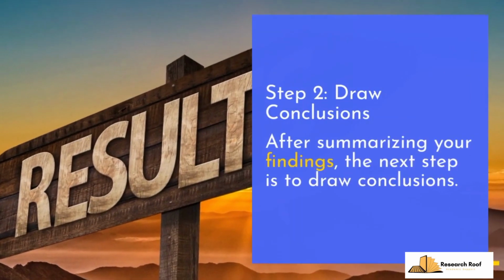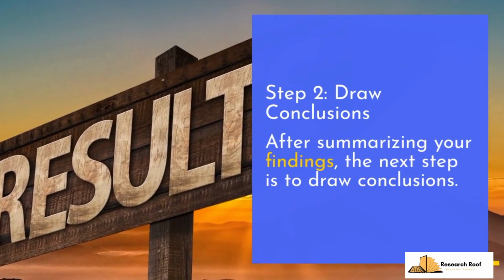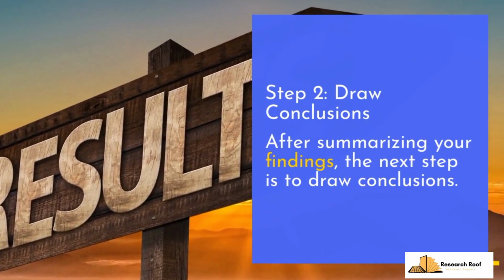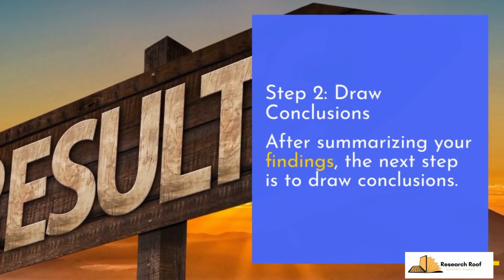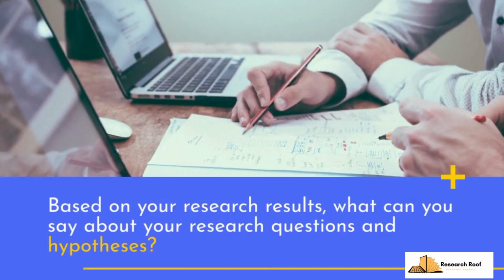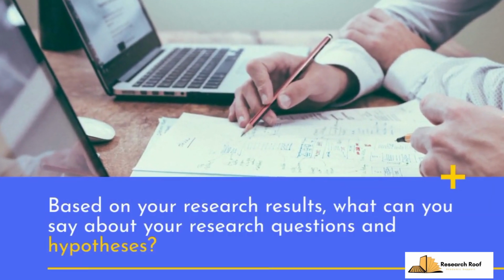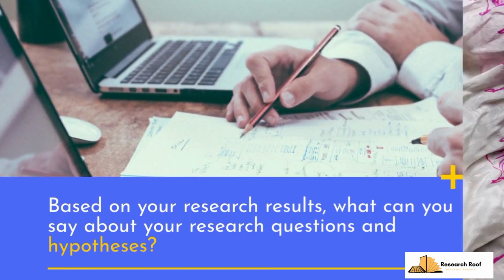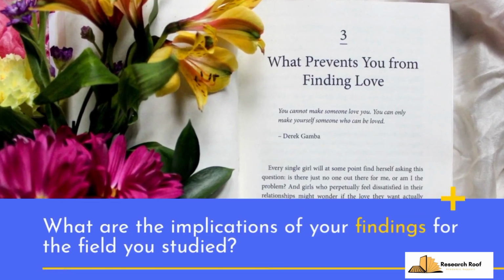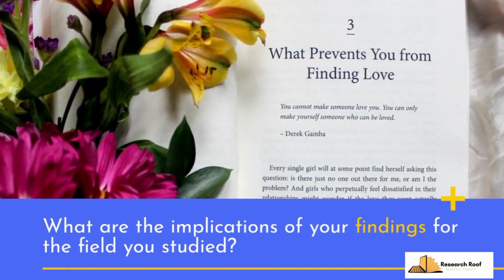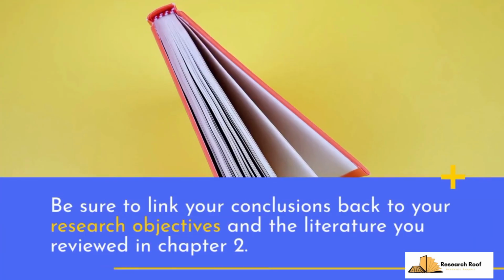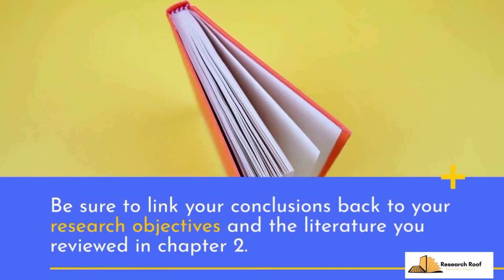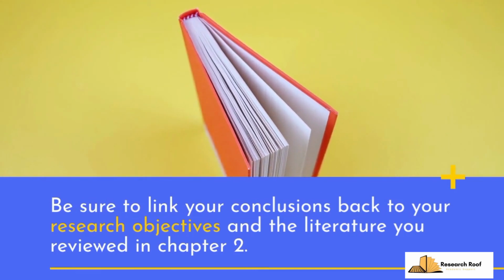Step 2. Draw conclusions. After summarizing your findings, the next step is to draw conclusions. Based on your research results, what can you say about your research questions and hypotheses? What are the implications of your findings for the field you study? Be sure to link your conclusions back to your research objectives and the literature you reviewed in Chapter 2.